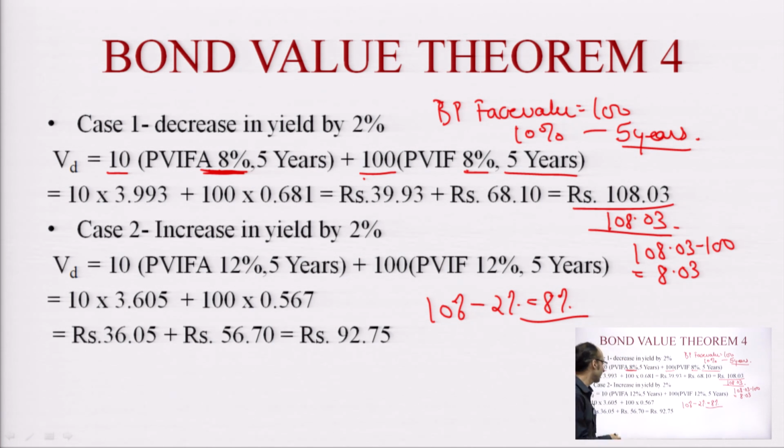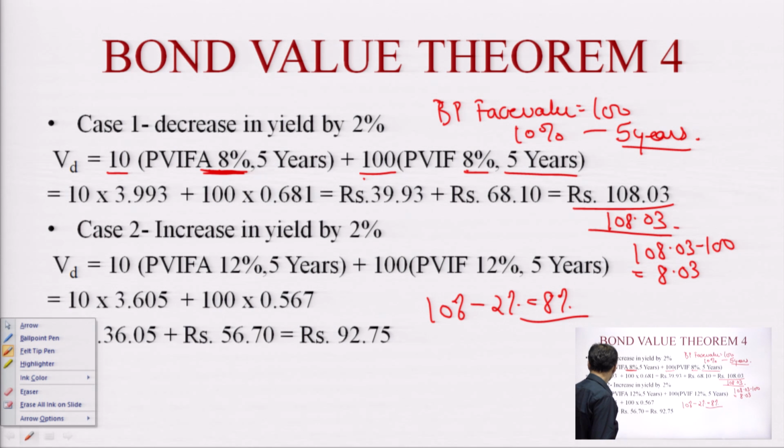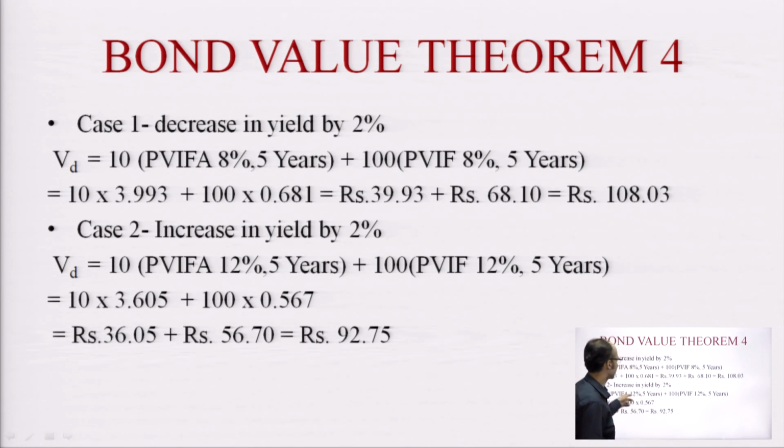Now in the second case, the reverse situation is happening. What reverse situation is happening? Increase in yield by 2%. Now in this case we are increasing the yield of the bond by 2%. We will see what impact it will have on the bond's value. Now see clearly, we will first clear the board. Now we will be discussing case 2.